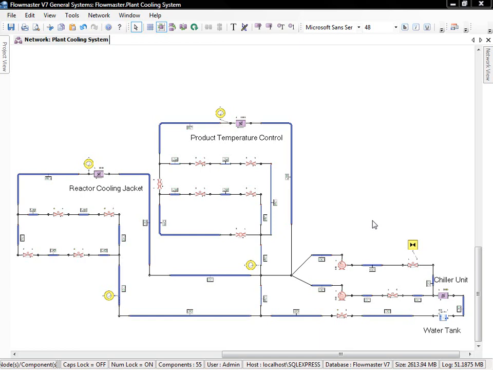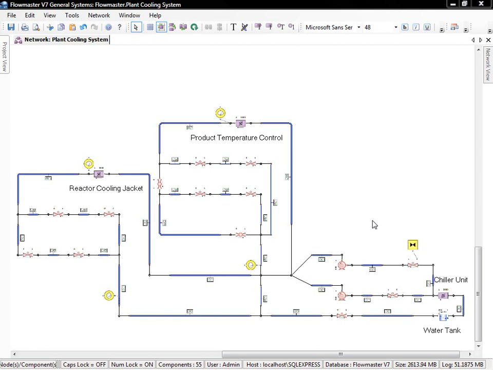Hello. In this example, we are going to take a look at how Flowmaster V7 can help you analyze your plant cooling systems. Effective thermal management of large, complex process plants is essential, but maintaining the safe and efficient operation of these systems can be a constant challenge.